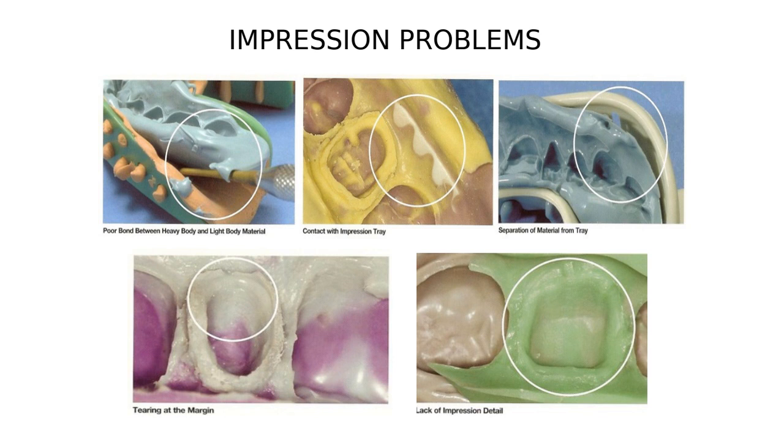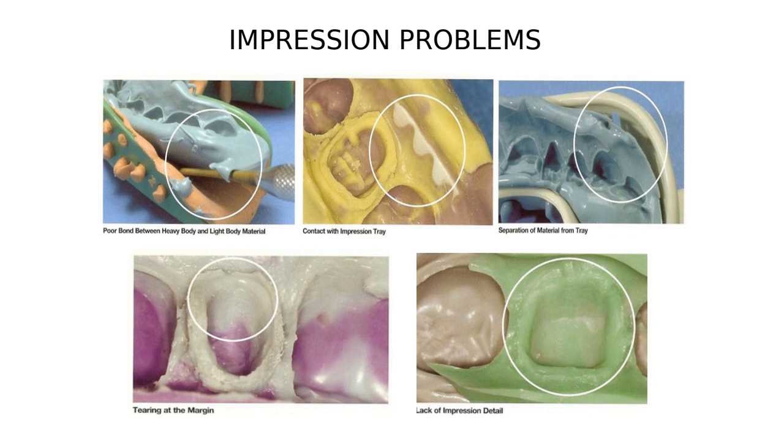So those are some of the problems that we see. There is poor bond between the heavy body and the light body material in the first picture. That means that material is moving when the patient took the impression, and it's not accurate. Also, we can see that there is a contact with the impression tray.